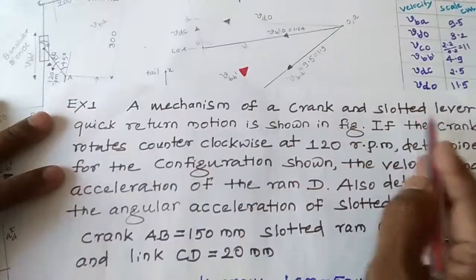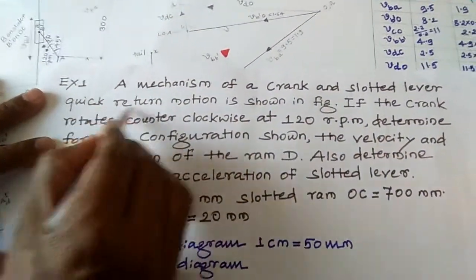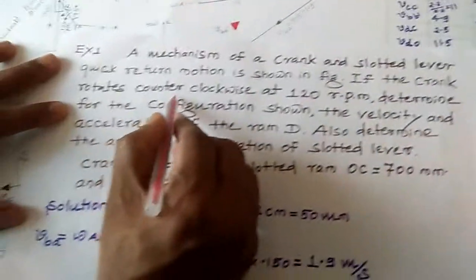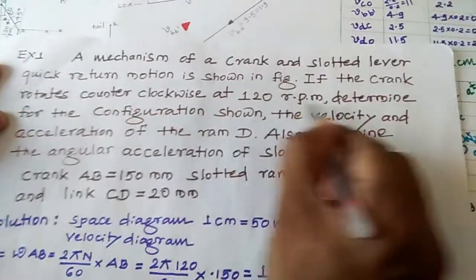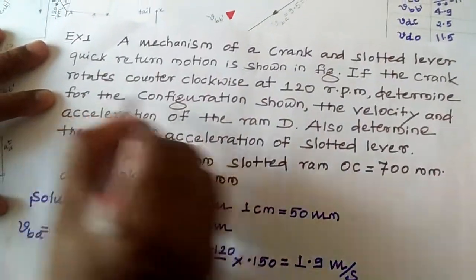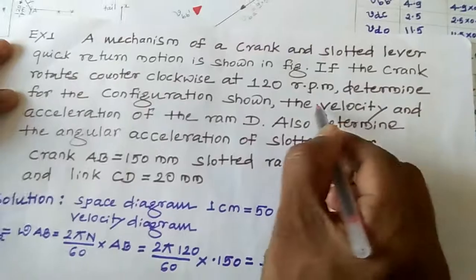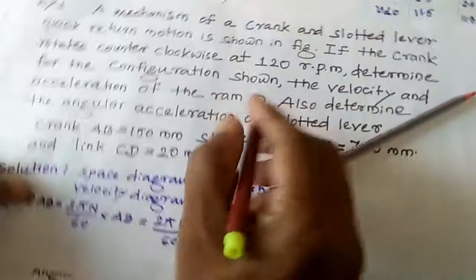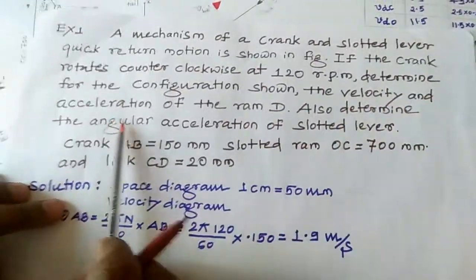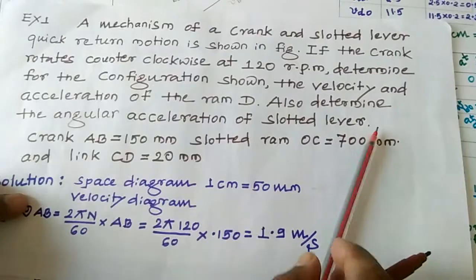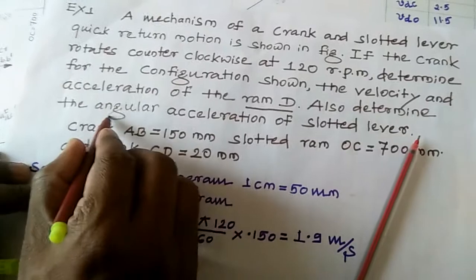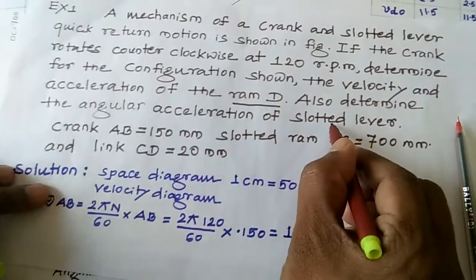Okay. Example 1. The mechanism of a crank and slotted lever quick return motion is shown in figure. If the crank rotates counterclockwise at 120 rpm, determine for the configuration shown in figure the velocity and acceleration of the ram D. Also determine the angular acceleration of the slotted lever. Okay, in this case you have to find the acceleration of the ram D, and also you have to find the angular acceleration of the slotted lever.